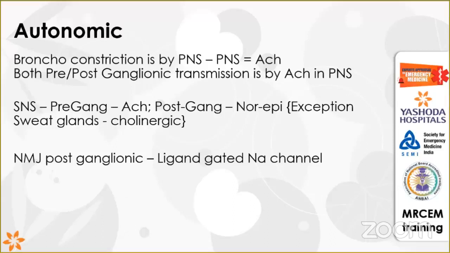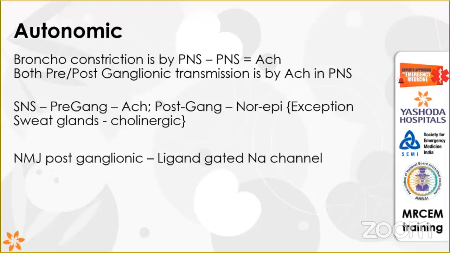In the sympathetic system, the preganglionic transmitter is acetylcholine, but the postganglionic is norepinephrine. The only exception, where even the sympathetic postganglionic uses acetylcholine, is the sweat glands. Sometimes they will ask you about the neuromuscular junction, postganglionic receptor, and what kind of sodium channels you have. That is the ligand-gated sodium channels.